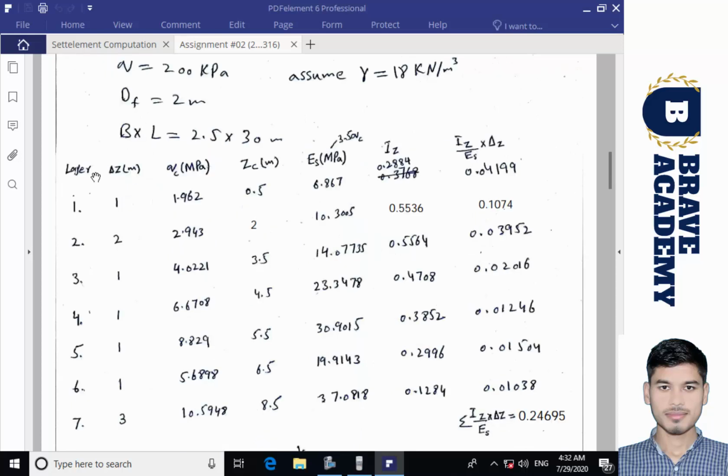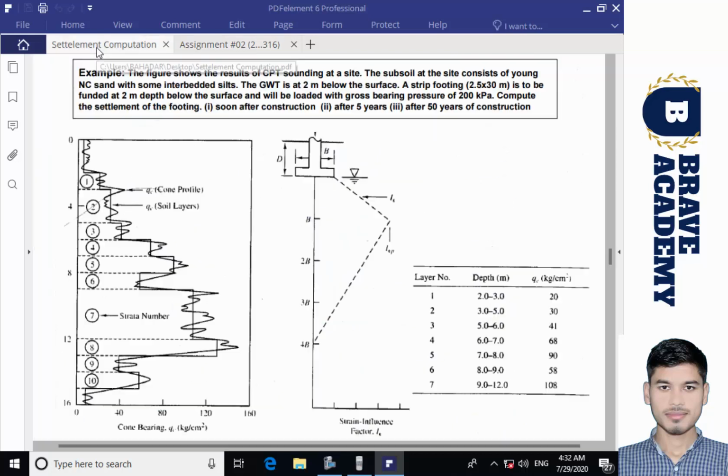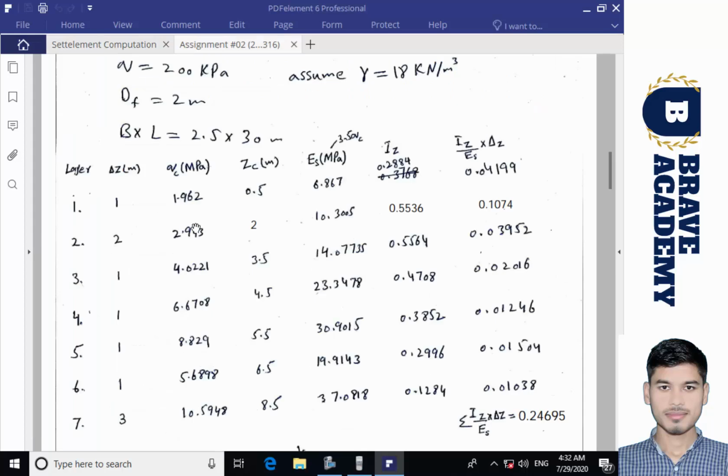Now generate this table. First one is layer numbers 1, 2, 3, 4, 5, 6, 7, and then delta Z in meter. Delta Z is the layer height. So you can see here the first layer is 2 to 3 meter, the layer height will be 1 meter, and the second one is 3 to 5 meter, the layer height will be 2 meter, and the third one is 5 to 6, that is 1, 6 to 7 also equal to 1, 7 to 8 also equal to 1, 8 to 9 also equal to 1, and 9 to 12 equal to 3 meter. So I fill it 1, 2, 1, 1, and the last one is 3.